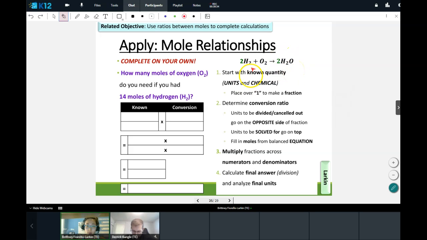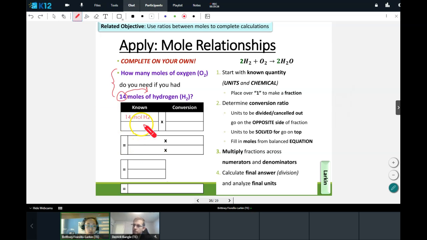We need to start with what we know. Tell me in the chat, what do we know? What number are we starting with? Yes, we are starting with 14. And again, the units here are moles of H2. Don't forget that you need both of those. So 14 moles H2. Now, turn it into a fraction by putting it over what?